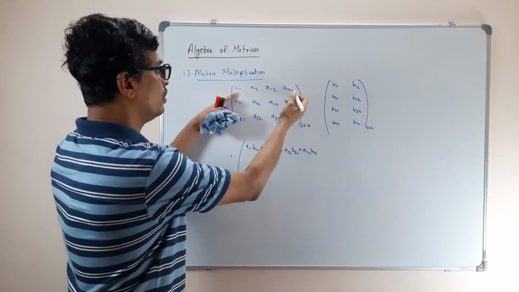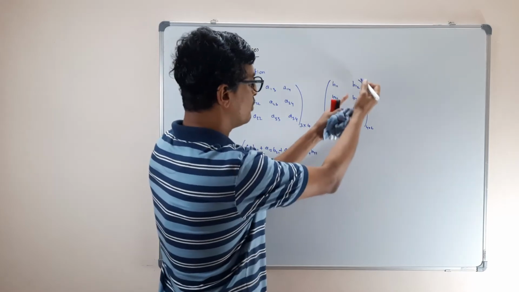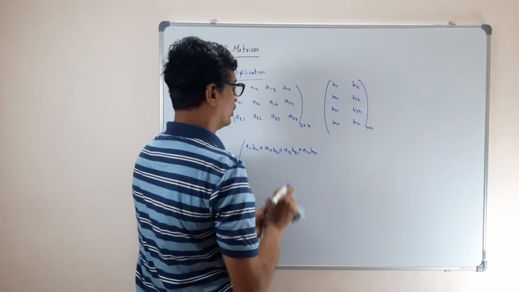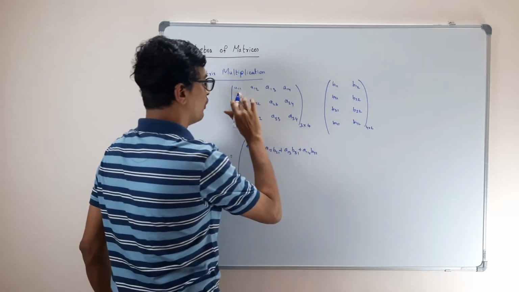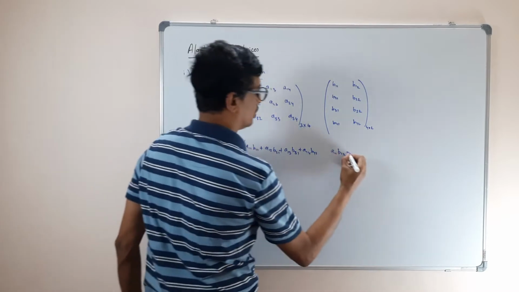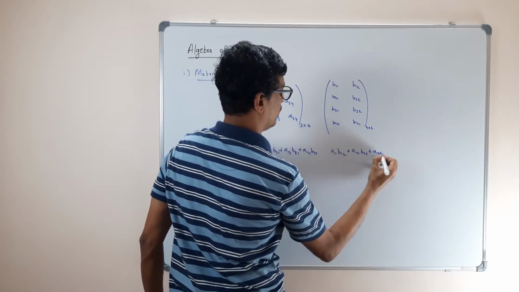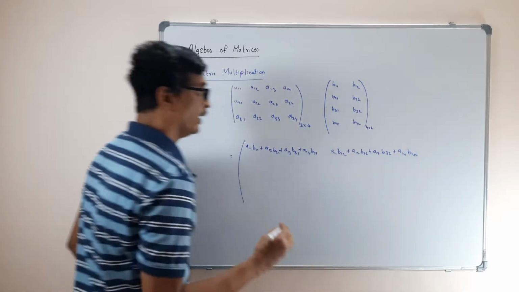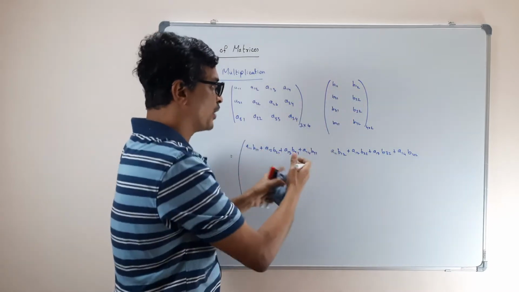So let me do that. This is first row, second column. What will be? A11, B12 plus A12, B22 plus A13, B32 plus A14 into B42. Can I go any further? Is there any third column? No, we can't do it, right? So you have to stop because there are only two columns. I can go up to two columns only.